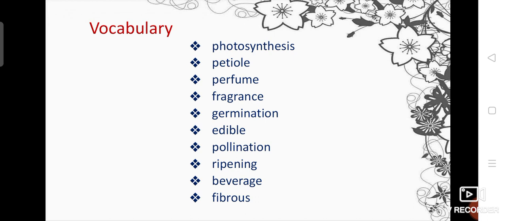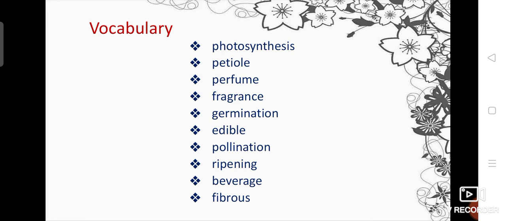Next one is edible. Edible means easy to eat. That is, it is good for us, which means it's not poison. Edible means not poison, that is, we can eat. The next one is pollination. Pollination means spreading of seeds. It may be due to insects, wind, or human beings, whatever it is. From that seed the plant will come out, isn't it?